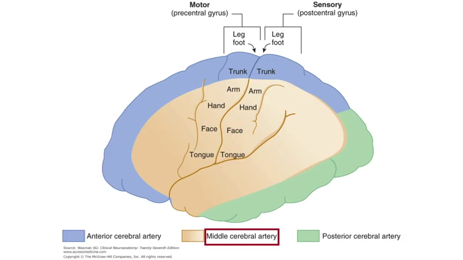This picture shows the lateral view of the left brain. The area in the beige or brown color is the area supplied by MCA. You can see that a large portion of the lateral cortex receives blood supply from the MCA.